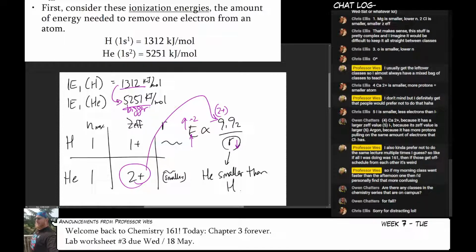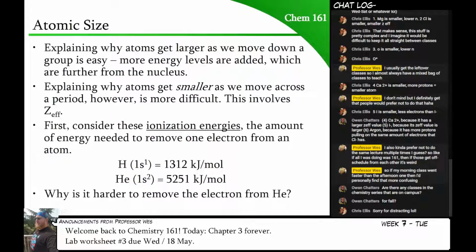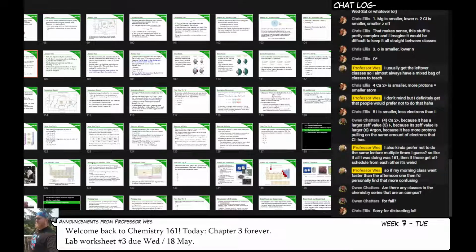And furthermore, the electrons for helium are closer to the nucleus than those of hydrogen. So that's going to make it harder too. So both of those facts together help us explain that, oh, it's harder to ionize helium. In fact, it's extremely hard to ionize helium. All right, so we got that example. That checks out. Let's go back to where we were.